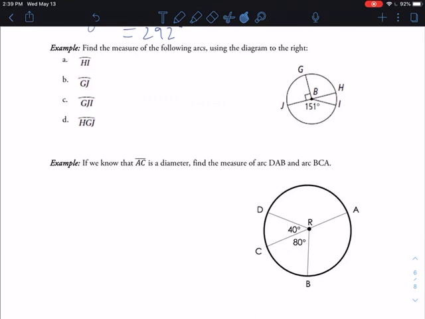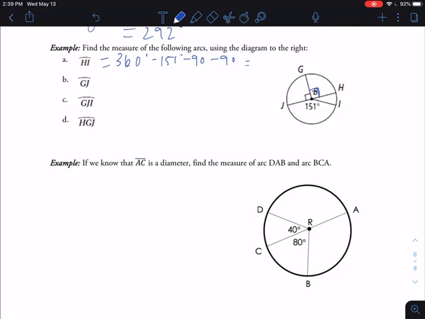Okay, find the measure of the following arcs using the diagram to the right. So we can see here that we have a 90-degree angle and 151 degrees. And because this is a diameter, that means this is also 90 degrees. Okay, so you can draw that in if you would like. So HI is the arc here, and that's everything but the two 90-degree angles and the 151. So we're taking the 360 degrees, we're going to subtract 151, we're going to subtract 90, we're going to subtract 90 to give us our answer. If I had more space, I would write this out vertically, but I don't, so I apologize.